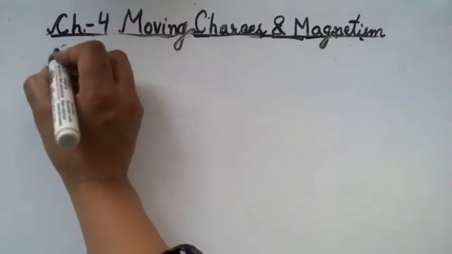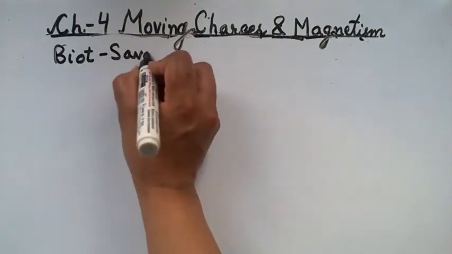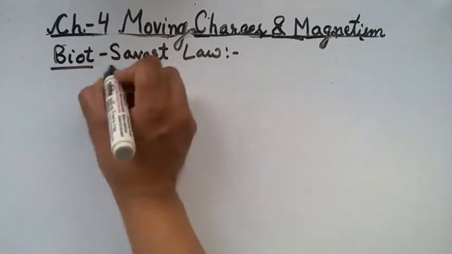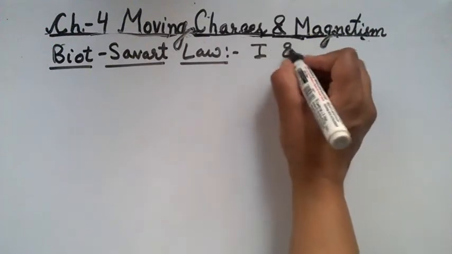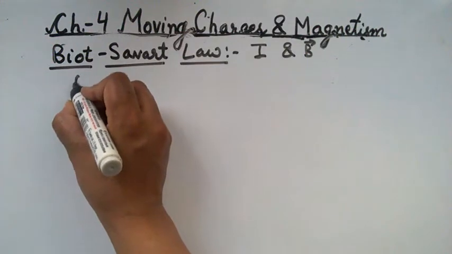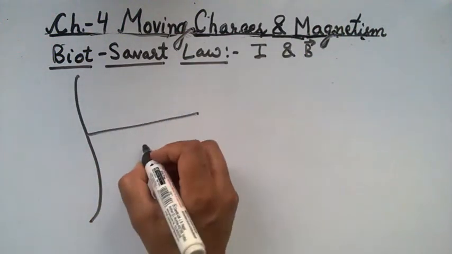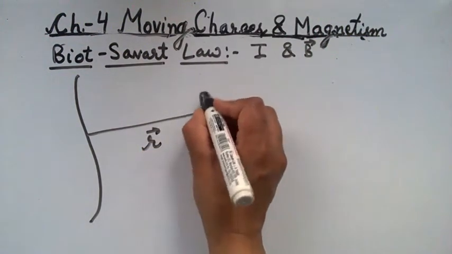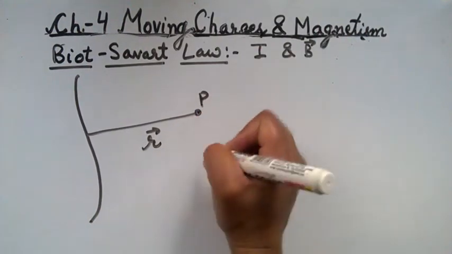Next topic is Biot-Savart law. This law was given by two French physicists, Biot and Savart. They gave the relationship between current and magnetic field. He considered a finite current carrying element, and at distance r, that is position vector or displacement vector r vector, at point P we have to calculate the value of magnetic field.